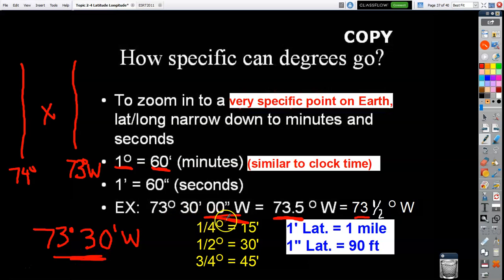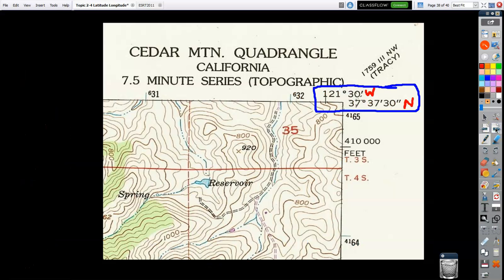You would not really use seconds unless you were zoomed in on, like I said, street level, or a very, very detailed, accurate map that was down to people's houses or something like that. But you could just use minutes. It's fine. You don't have to go down necessarily to seconds. Anyway, that's how you do that. So go back and watch the latitude video if you need more help on that.